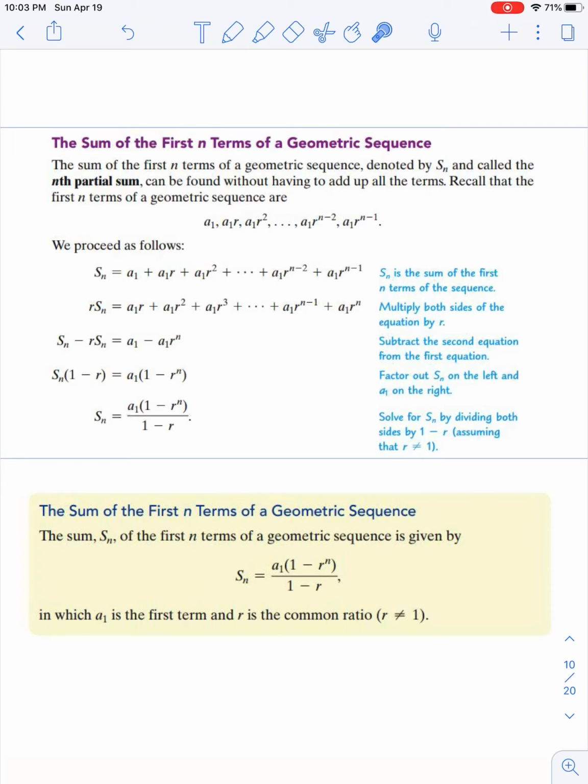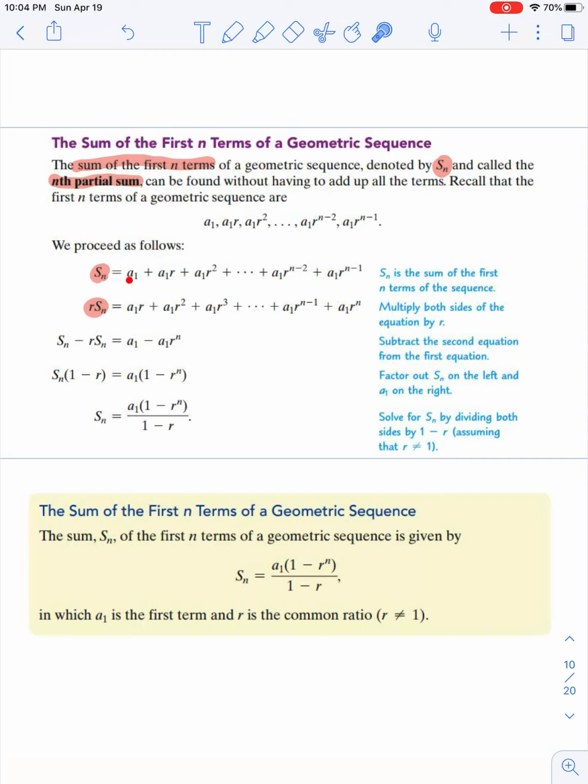I'm going to go ahead and try to walk you guys through this the best I can. So the sum of the first n terms of a geometric sequence, denoted by s sub n, this means your sum of the first n terms, and it's called the partial sum and can be found without having to add up all of your terms. And what we're going to do is just go right on into it. So the basic principle is we are going to take s sub n and then r times s of n, and we're going to subtract it, and I'm going to show you guys exactly why right here.